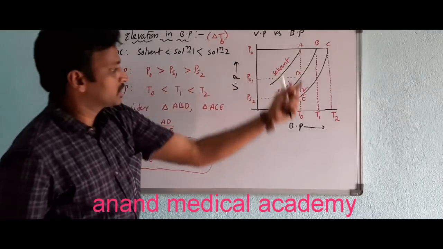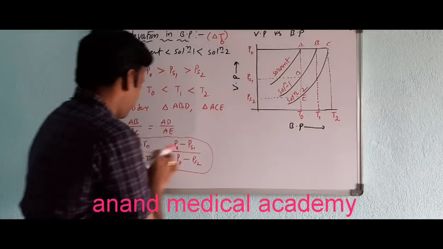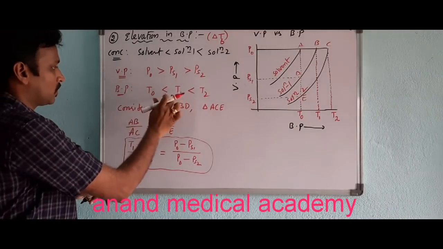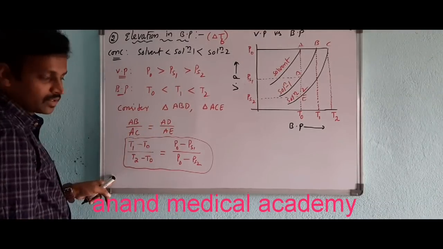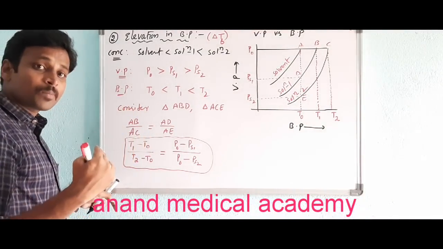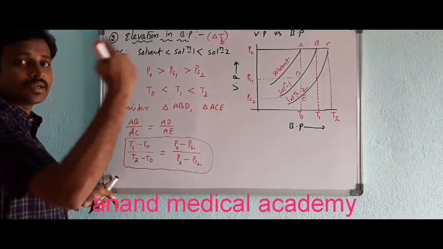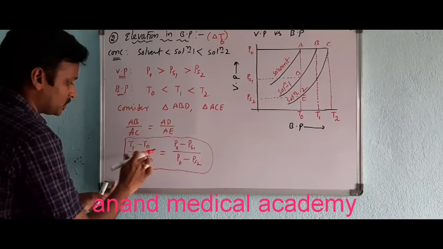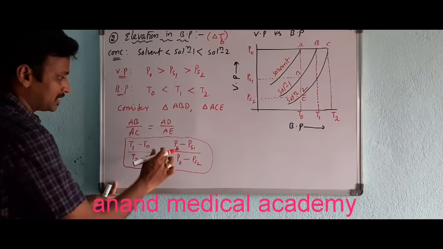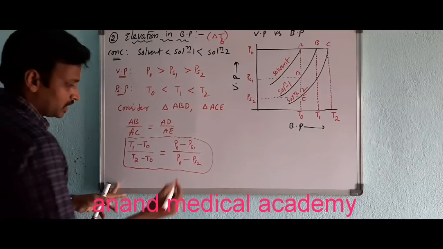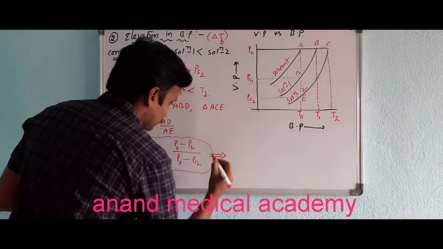AB means the difference between these two, T1 minus T0. Why T1? Because T1 is more than T0, because the boiling point of a solution is always more. The vapor pressure of the solvent is always more. These two things you must know. So T1 minus T0 by T2 minus T0 is equal to P0 minus PS1 by P0 minus PS2. The same you can write like this now.